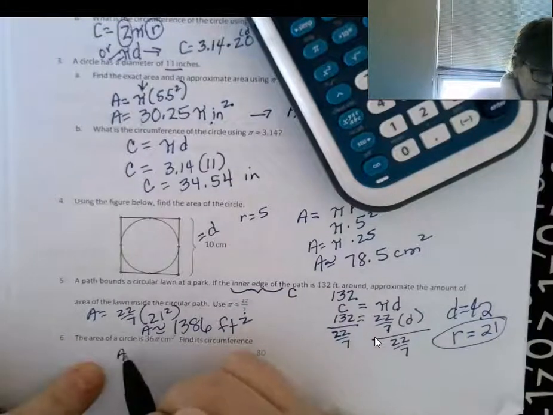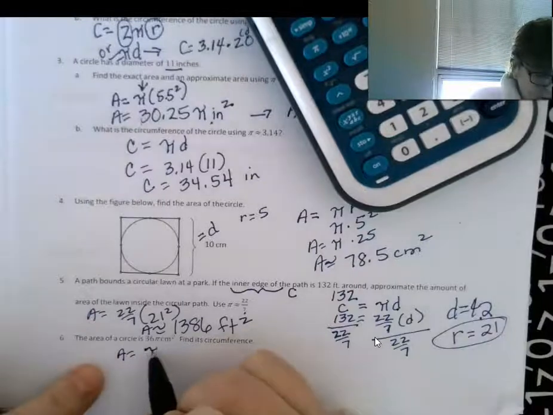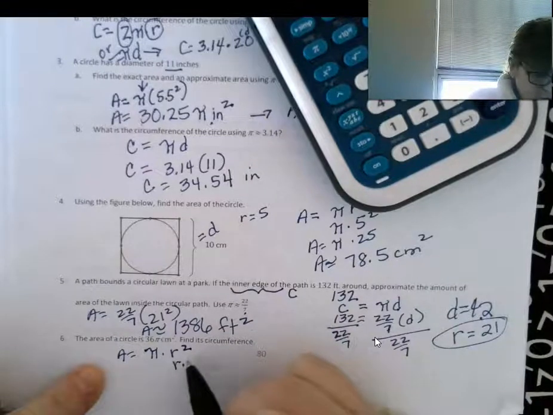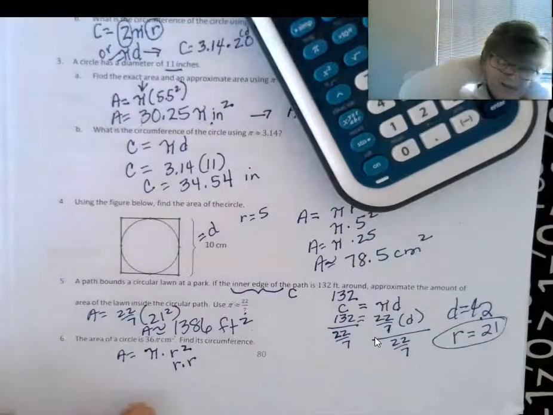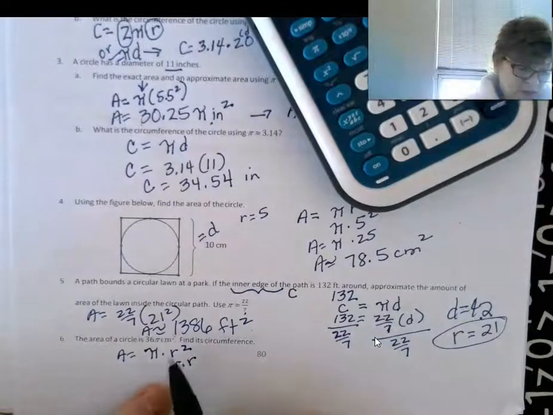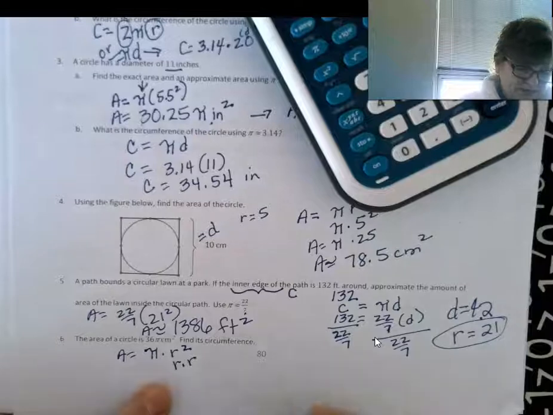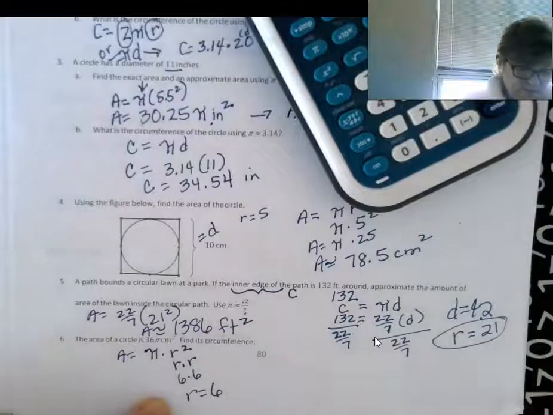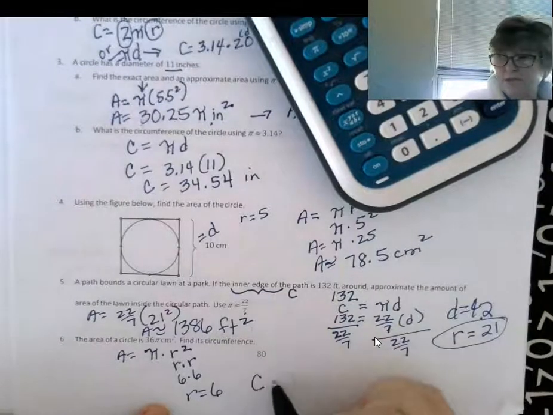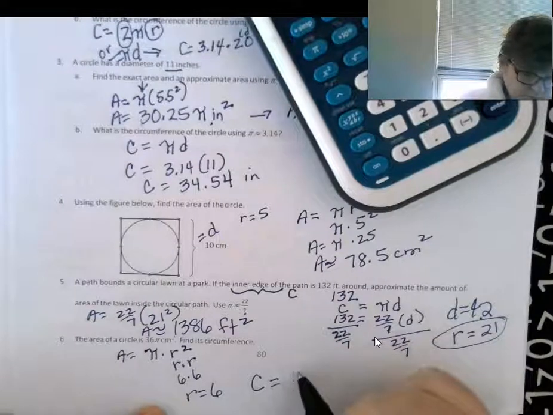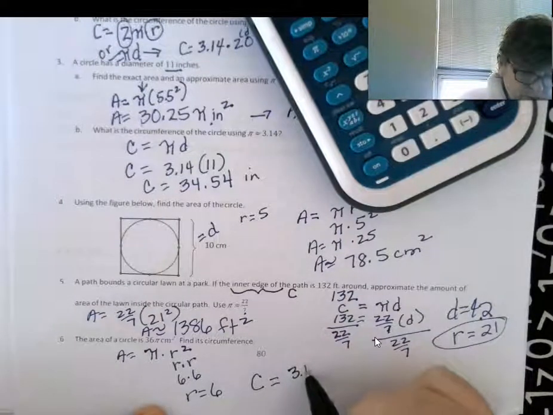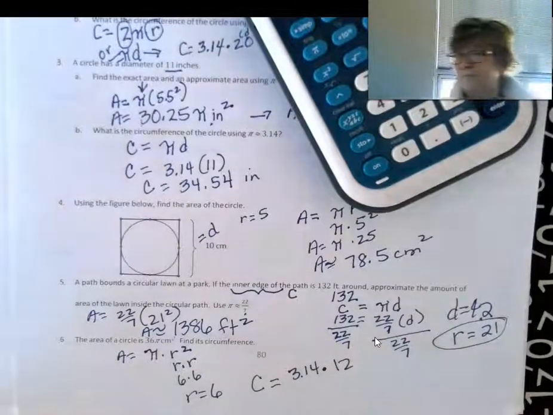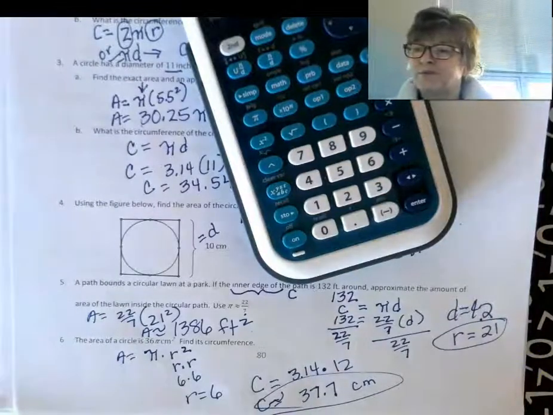If the area of a circle is 36 pi centimeters squared, find the circumference. So we know the area is equal to pi times r squared. So r squared is r times r. So what is the radius? What number times itself equals 36? 6 times 6. So if the radius is equal to 6, then circumference is equal to 3.14 times 12, because that's 2 times r. And there is your result. Thank you.